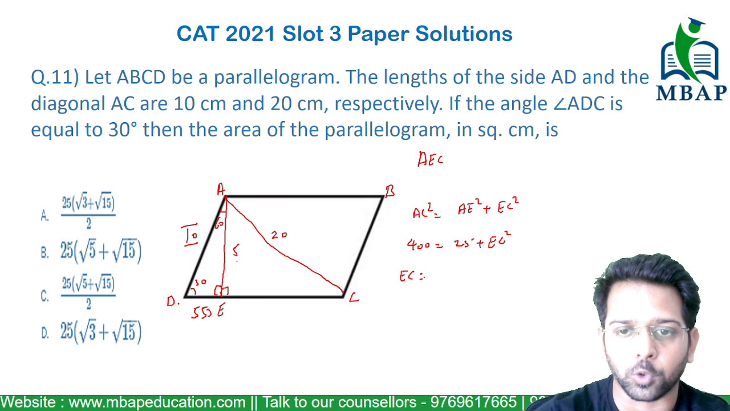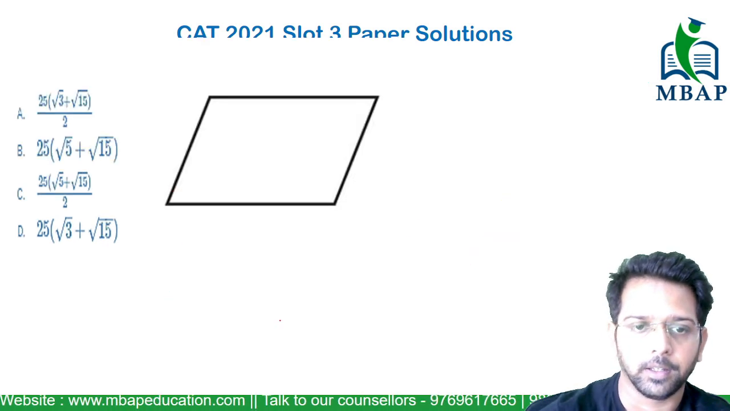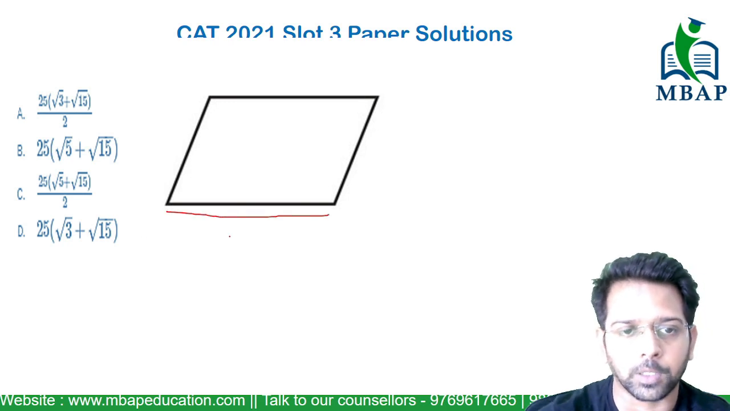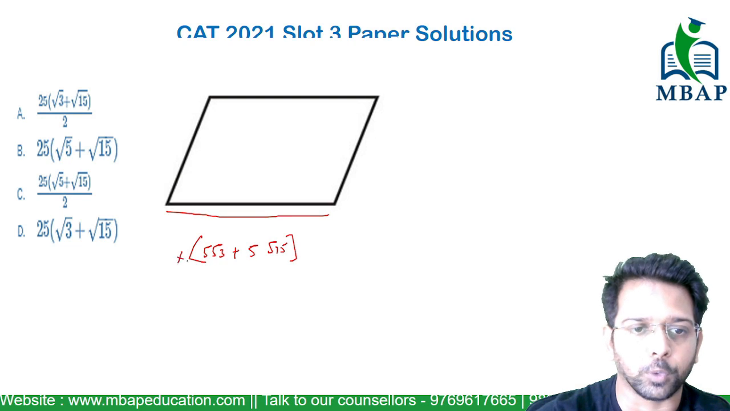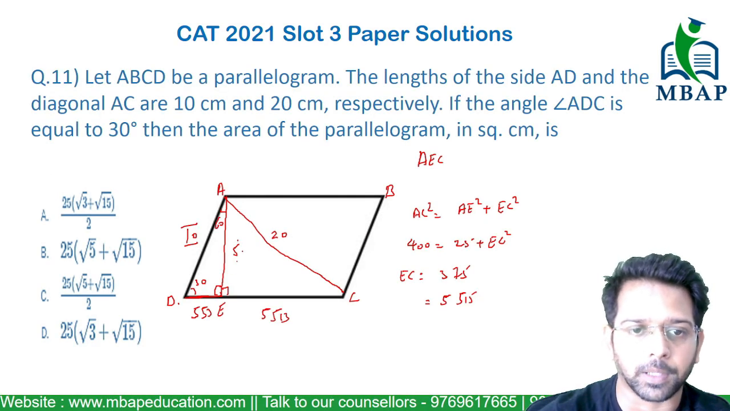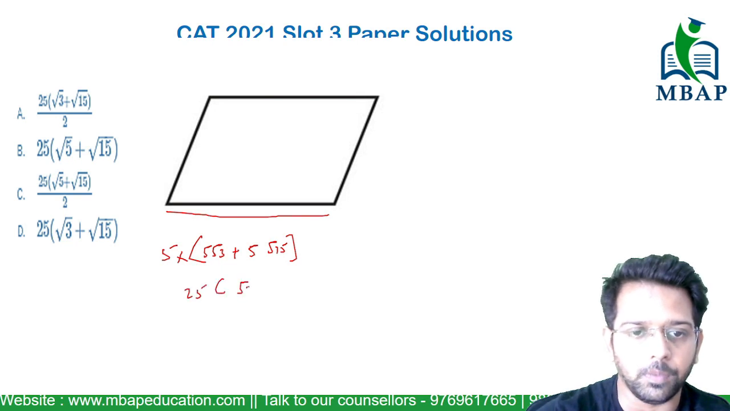So the value of EC will come out to be what? 400 minus 25, which is 375, which ideally will be 5 root 15. Now I got to know DE is 5 root 3, EC is 5 root 15. So this whole length will be how much? This whole section, which is the base of this parallelogram, will be 5 root 3 plus 5 root 15. Now this is my base. We also know the height of this parallelogram has come out to be 5. So my final answer will be 5 times 5 root 3 plus 5 root 15, which is 25 times root 3 plus root 15. Slightly easy question.